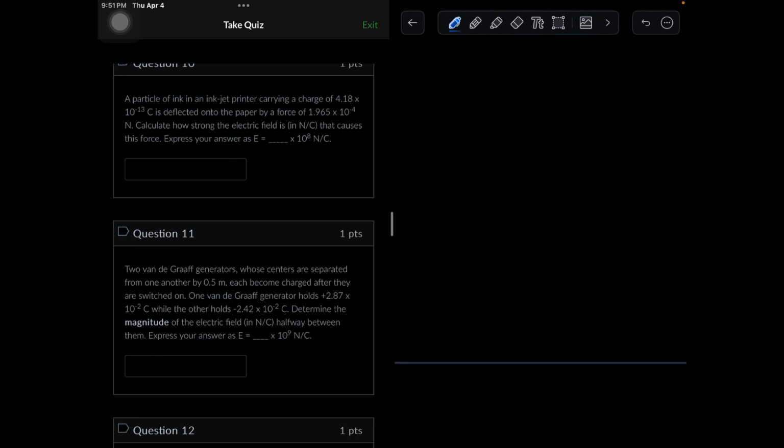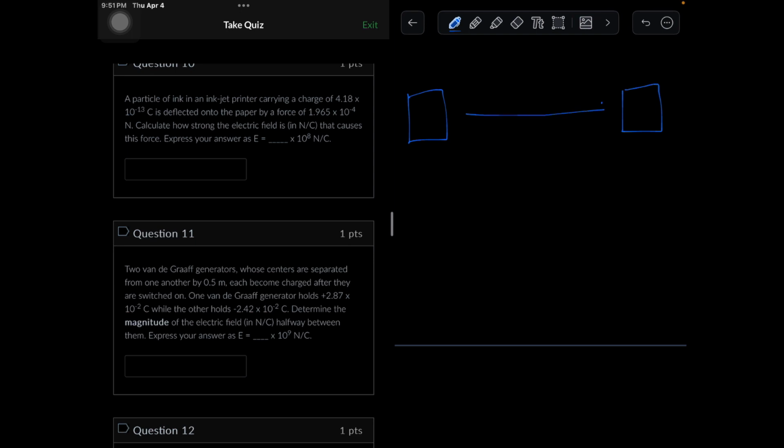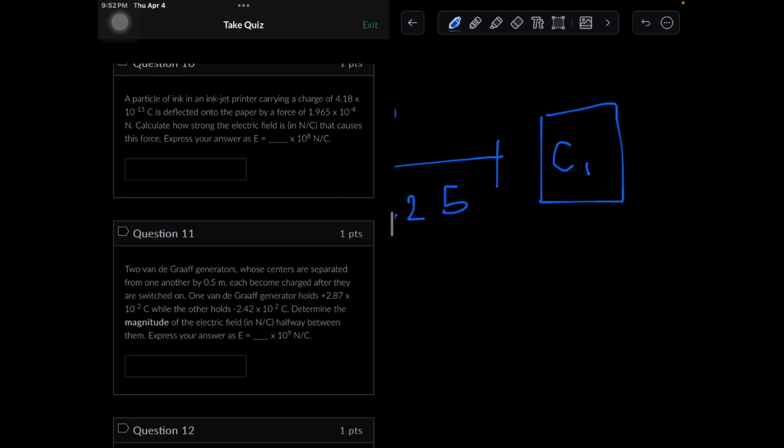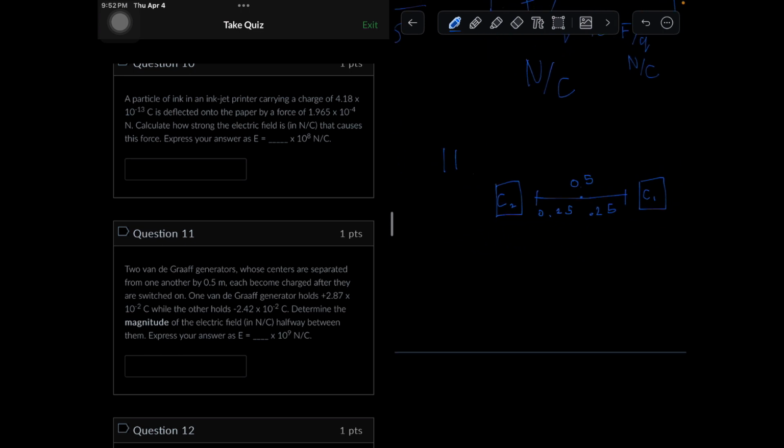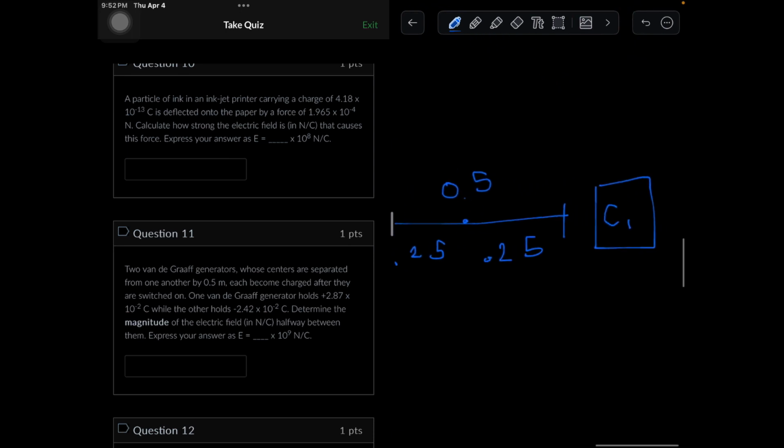This question is a bit more complicated, and it requires a free body diagram. We will assume that these two rectangles are the Van de Graaff generators. The distance between these generators is 1/2 meter. We are told to find the field force halfway between these two generators, meaning that the distance from one generator to the halfway point is 1/4 of a meter, and the same applies to the other generator. Now, the information that we do know is the charge of each generator. I will label this as charge 1 and charge 2. I will assume that the generator with the negative charge is C2.